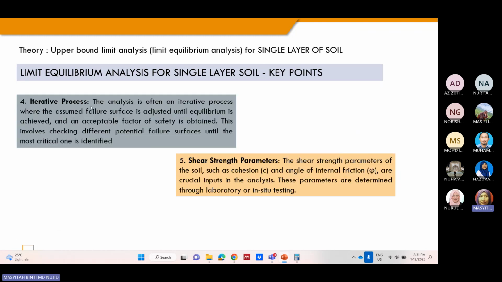Okay, the next key concept about the limit equilibrium analysis is the iterative process. So it is often an iterative process where the assumed failure surface is adjusted until equilibrium is achieved and an acceptable factor of safety is obtained. So this is what we call an iterative process. Kalau you tak dapat lagi dua benda ni, you have to redo again and again. So this involves checking different potential failure surfaces until the most critical one is identified.